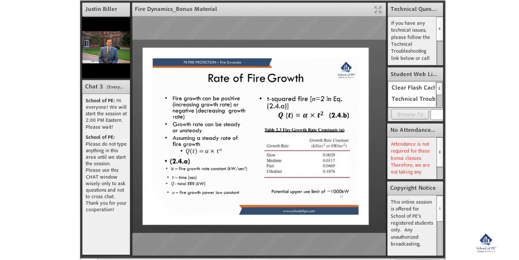And so, given you're told this is a medium growing fire, how long is it going to burn for? You could determine that time, or you could determine what the heat release rate is at a given time. So either of those could be a function of this formula, and then it'd be a matter of manipulating this if we're trying to find time to grow to a given heat release rate.